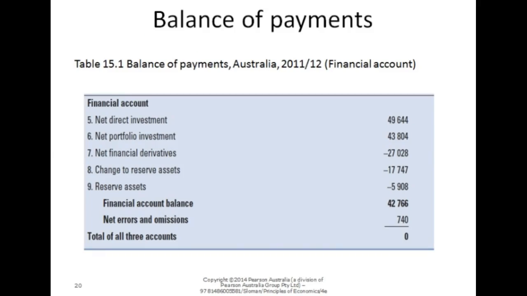And this is the 2011-2012 financial account of the Australian economy, where we can see that net direct investment was $49,644 million, whereas for net financial derivatives, we had some negative figures, and at the end, our total financial account balance was $42,766 million.